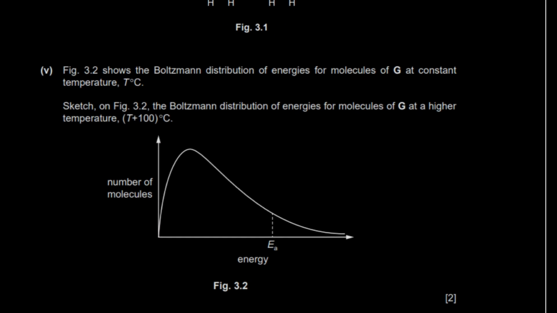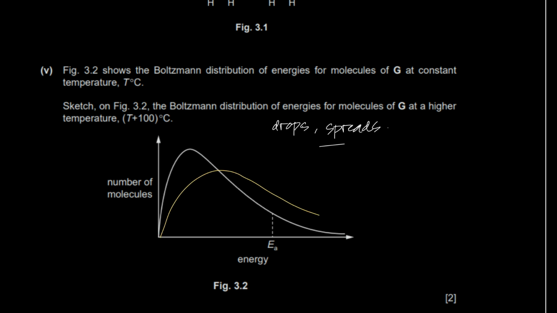So it says figure 3.2 shows the Boltzmann distribution of energies for molecules of G at constant temperature T. And he says sketch on figure 3.2 the Boltzmann distribution of energies for molecules of G at a higher temperature. Whenever it's a higher temperature, we know that the peak drops and the graph spreads. It drops and spreads, drops, spreads. And we've learned all the idea behind it in chapter number 10. After you do chapter number 10, you'll also be able to know this, right? So the peak drops and the graph spreads, right?